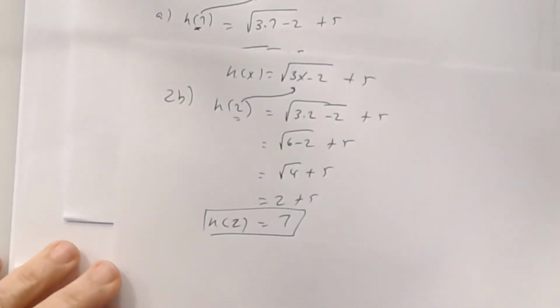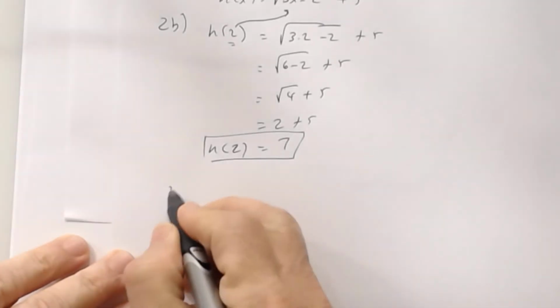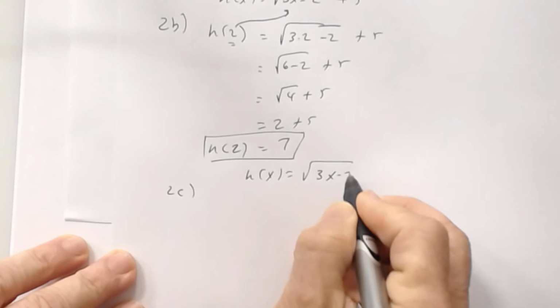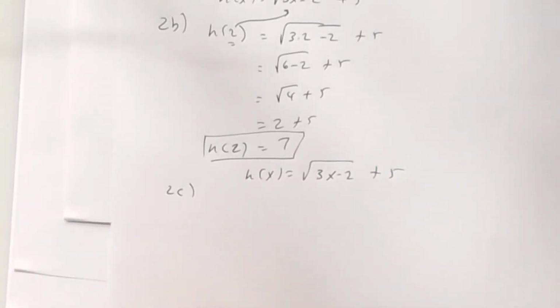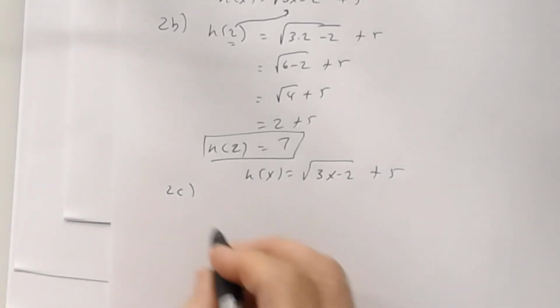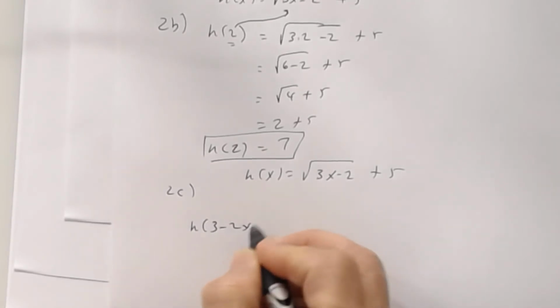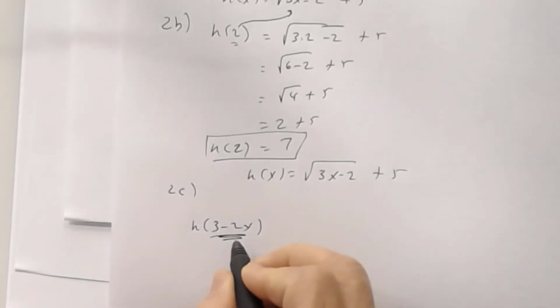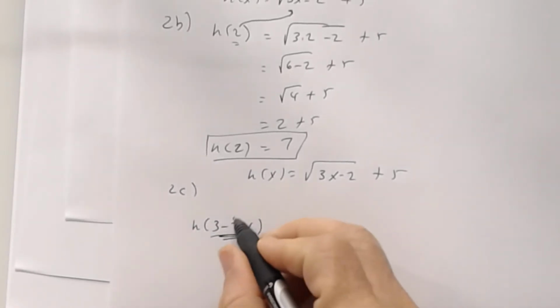All right, 2C. So again, my function is h of x equals the square root of 3x minus 2 plus 5. So in 2C, you want to find h of 3 minus 2x. Okay. Now, when we do that, think about that absolute value that we did earlier. So wherever I see the variable x, what is it that I substitute? 3 minus 2x. It helps if you underline it and draw your arrows.